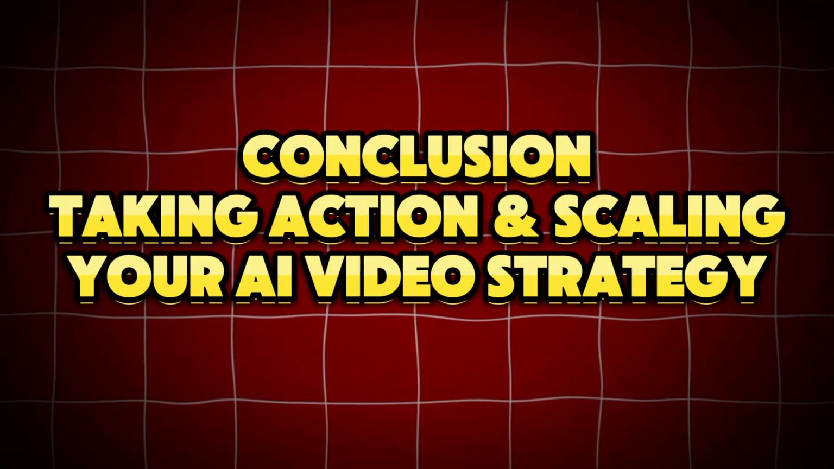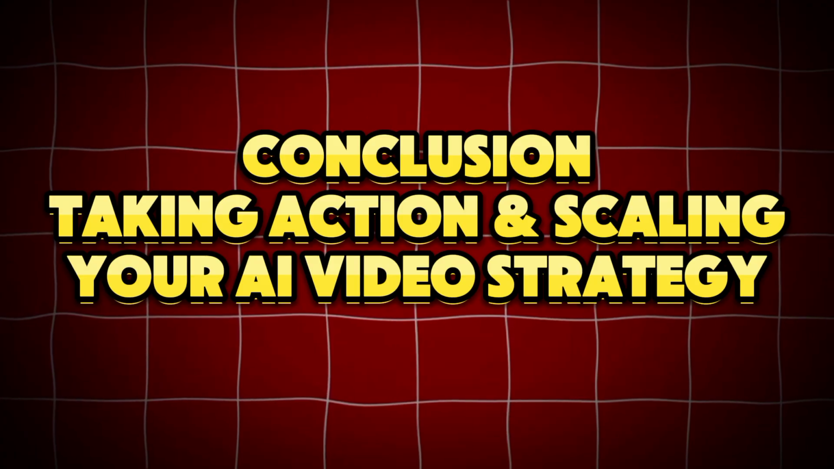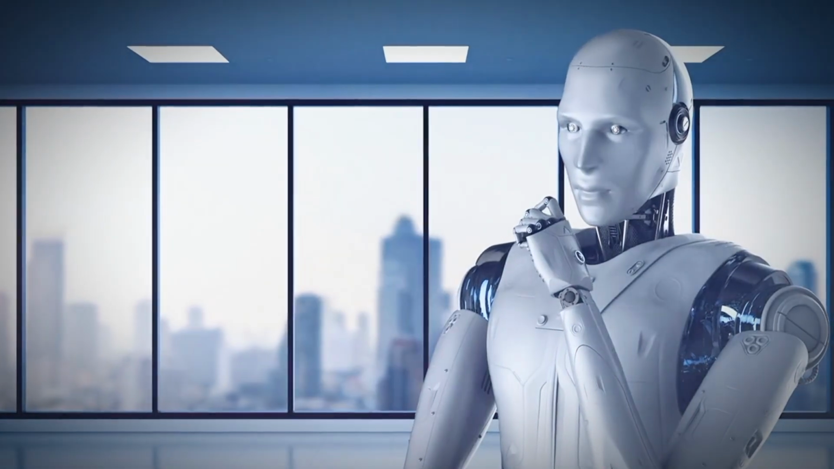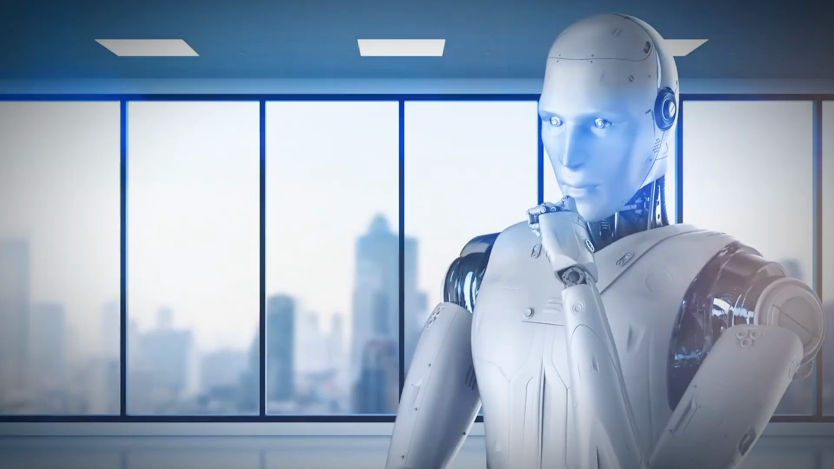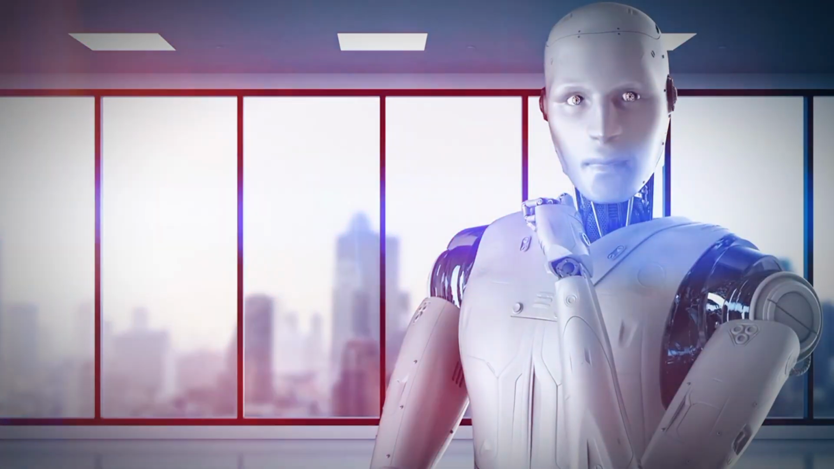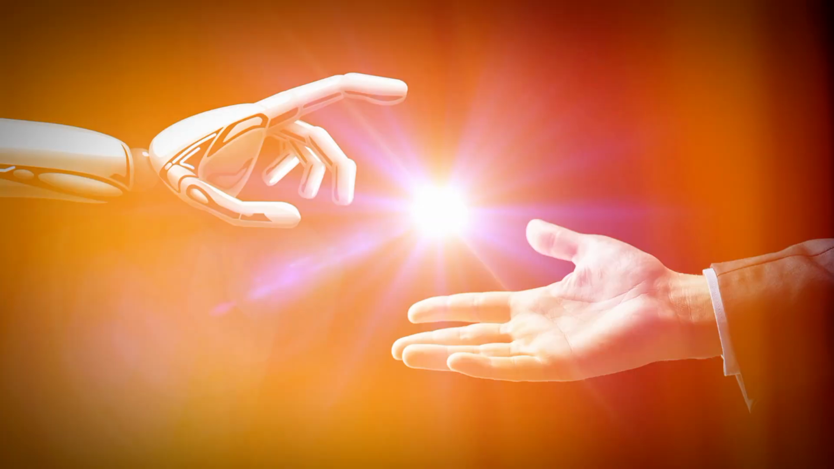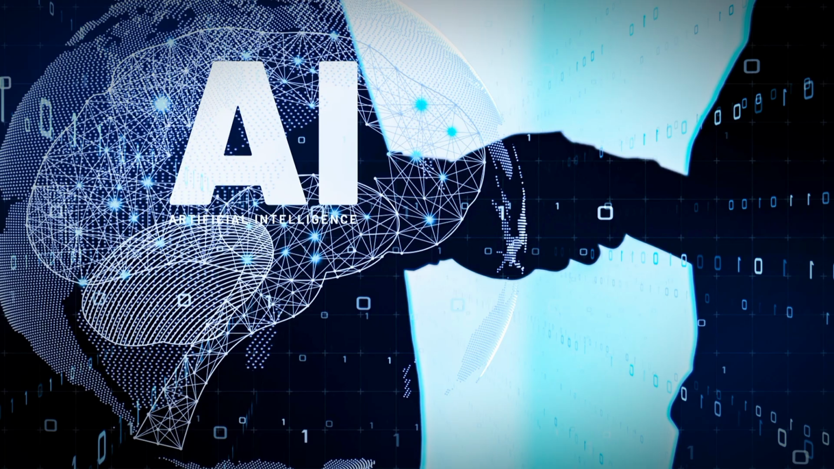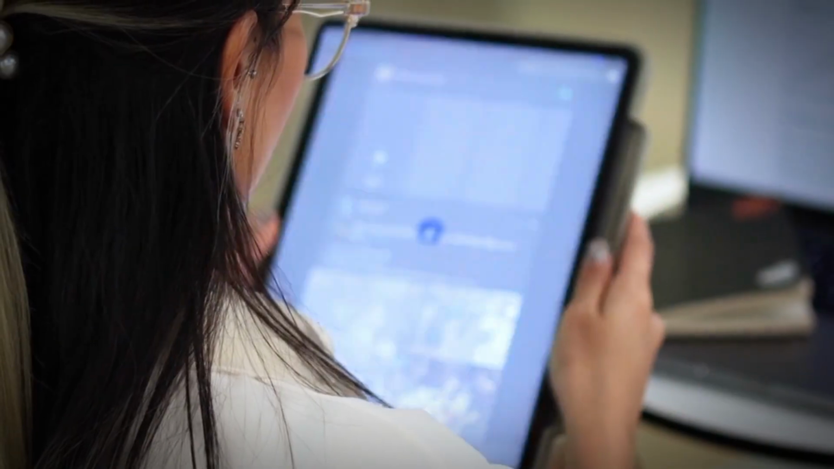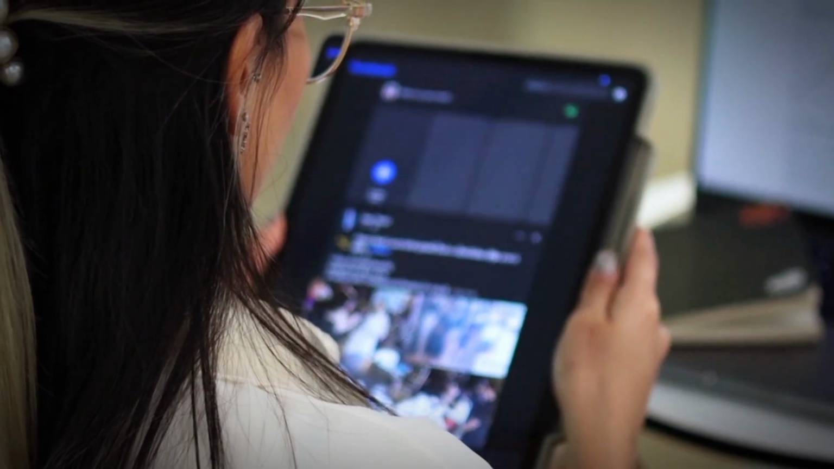Conclusion: taking action and scaling your AI video strategy. Key takeaways: AI makes video creation faster, cheaper, and more accessible. A strong script is the foundation of an engaging explainer video. High-quality AI voiceovers add professionalism and credibility. AI animations simplify complex ideas and make content more engaging. Editing with AI tools enhances the final output.